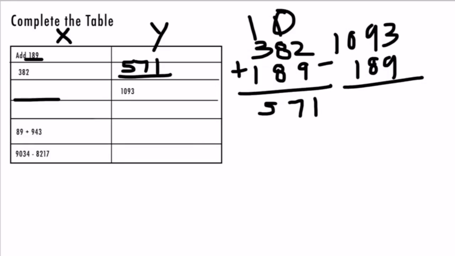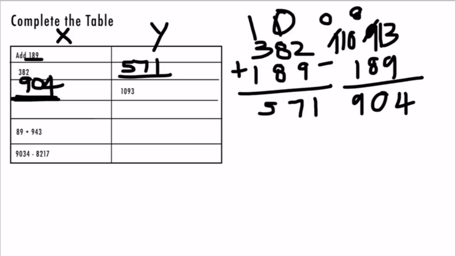3 minus 9, we can't do that, so we need to borrow. This becomes an 8. This becomes a 13. 13 minus 9 is 4. 8 minus 8 is 0. We can't do 0 minus 1, so we need to borrow again. This becomes 10, and this becomes 9. So our final answer for our missing part right here is 904. Oh, I think this has been a mistake, so we'll ignore that.